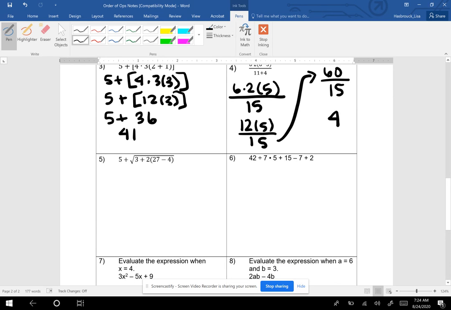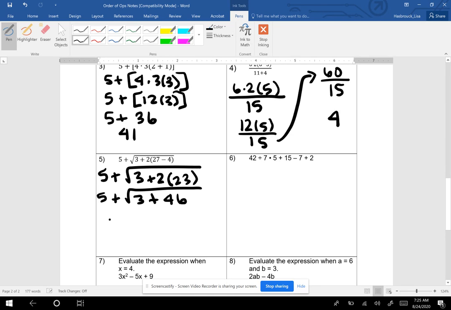For number 5, we have a square root, and inside the square root we have grouping symbols. So we're going to do that grouping symbol first. 5 plus the square root of 3 plus 2 times 27 minus 4 is 23. Now looking underneath the square root, I'm going to do the multiplication. 5 plus the square root of 3 plus 2 times 23 is 46. I get 5 plus the square root of 49, which is 5 plus 7, so I get 12.